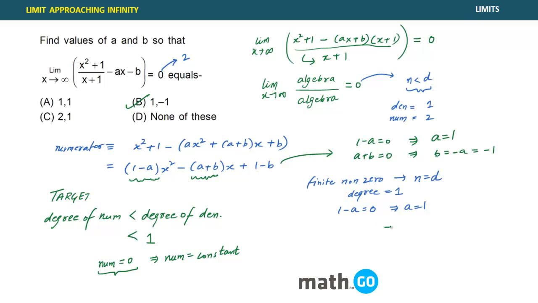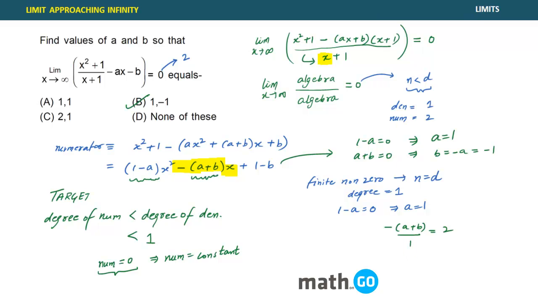So here the trick is that the answer will be minus a plus b by 1 should be equal to 2. Why? Because if you compare the degree terms, here x is the degree, right? And here x is the degree. What are their coefficients? Coefficient is minus a plus b, and here the coefficient is 1. That is what I have written, right?